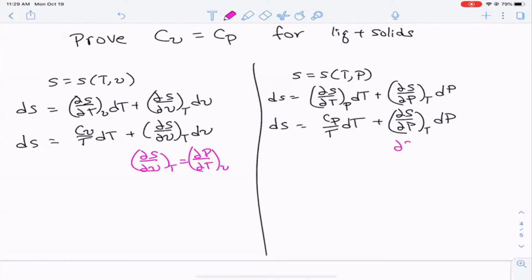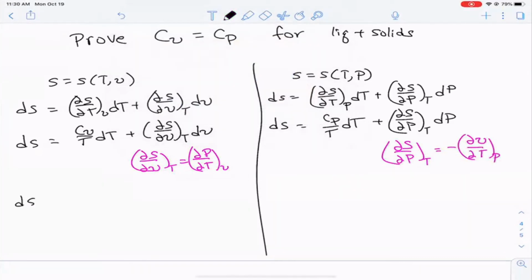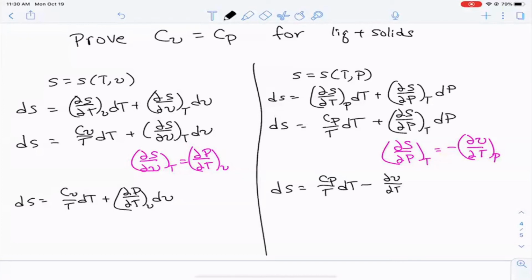And I also know that dS/dP at constant T, from the Maxwell relations, is equal to minus dV/dT at constant P. In fact, I think these are the two that we just used. So if that's true, then dS is equal to Cv over T dT plus dP/dT at constant V dV. And on the right-hand side, dS is equal to Cp over T dT minus dV/dT at constant P dP.